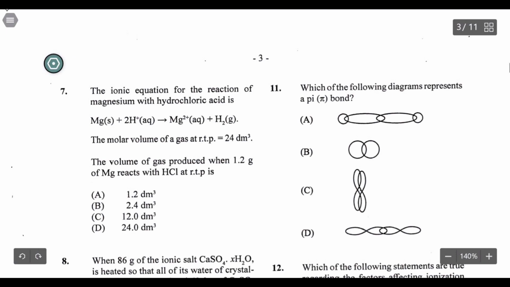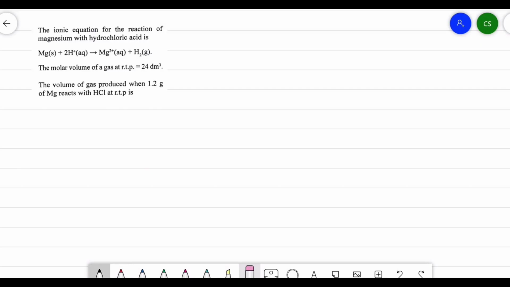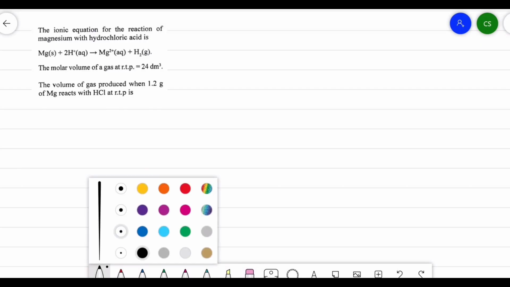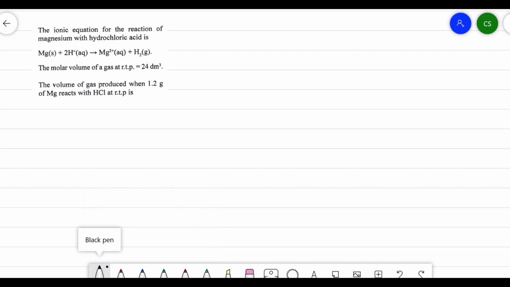Number 7. The ionic equation for the reaction of magnesium with hydrochloric acid is as follows, where the H plus represents the acid. Now the molar volume of the gas at RTP is 24 dm cube. So the volume of gas produced when 1.2 grams of magnesium reacts with HCl at RTP is, and let's get to working that out. Okay, so the first thing you want to do when working out a question like this is actually understand what it is saying and what it is asking you to calculate.